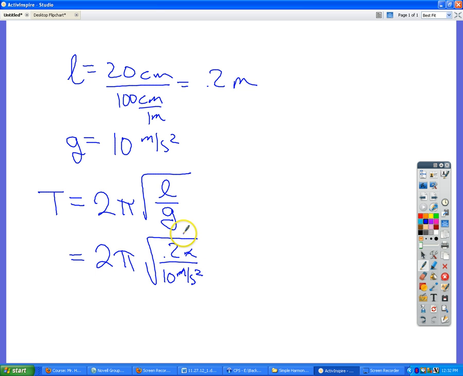Meters cross off, square root of the seconds will give us seconds, and in the end our answer should be 0.89 seconds. So that's how long it would take for that watch to swing from one side over and then back. And so that would be the period. That is example number 5. Let's go ahead and move on to example 6.